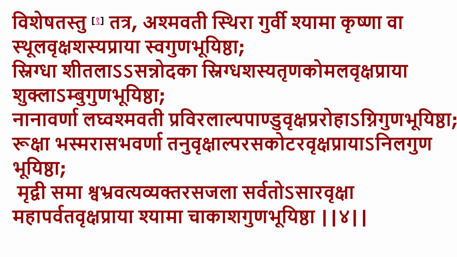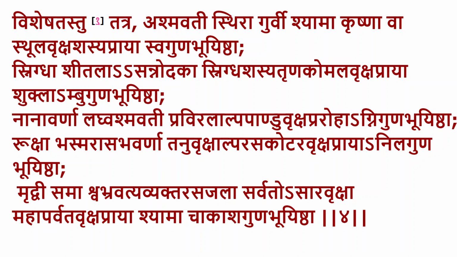In the area where Apamahabhuta is prominent, Snigdha Shitala Asanodaka Snigdha Shastrana Komala Vriksha Praya, there would be a relatively cold environment and the resources of water would be more, there will be plenty of water, and the plants would be of a delicate type like grass. So the soil is classified according to the Mahabhuta prominence.